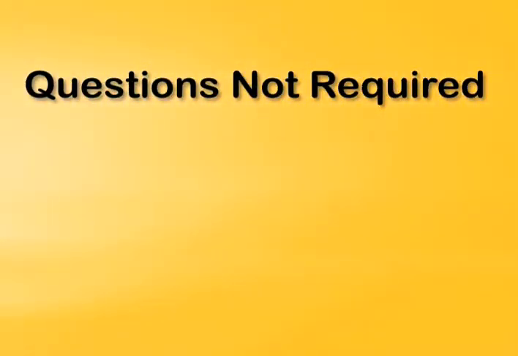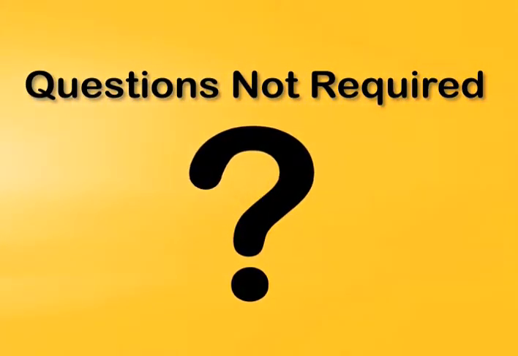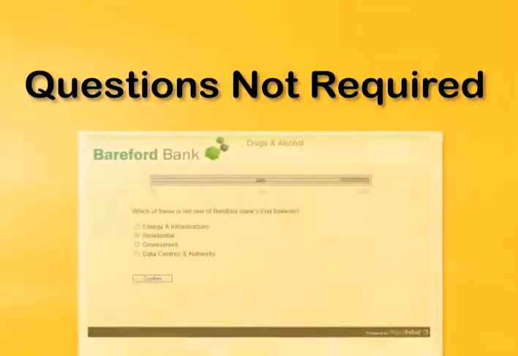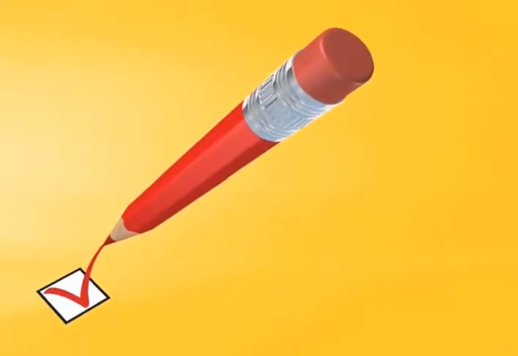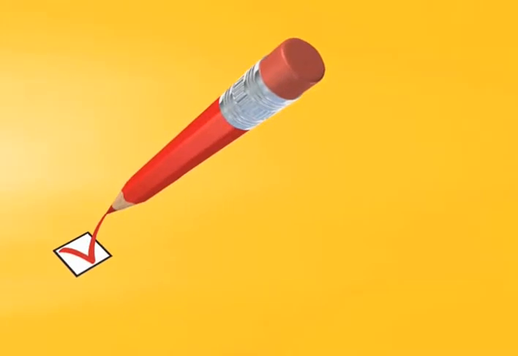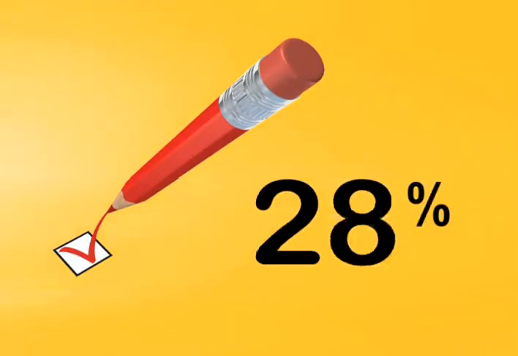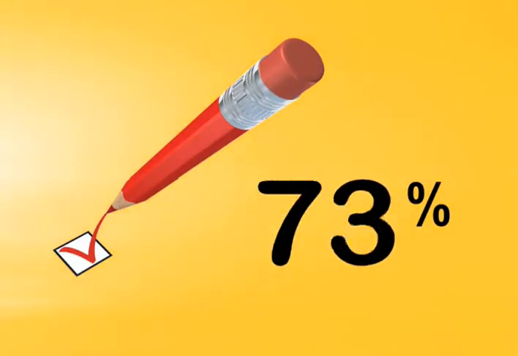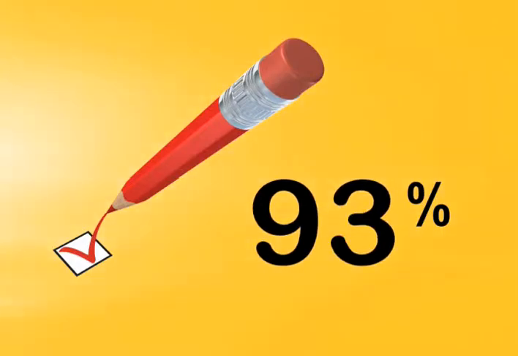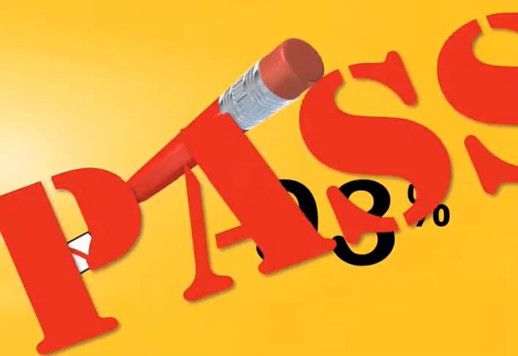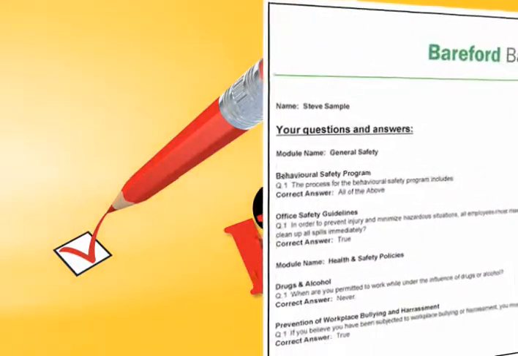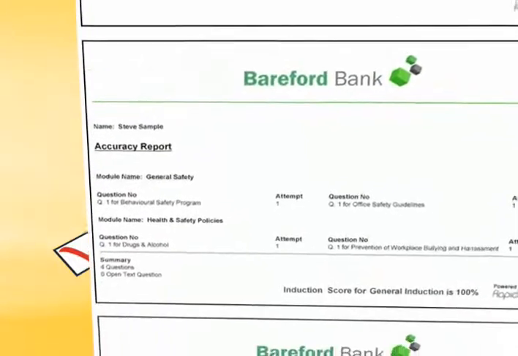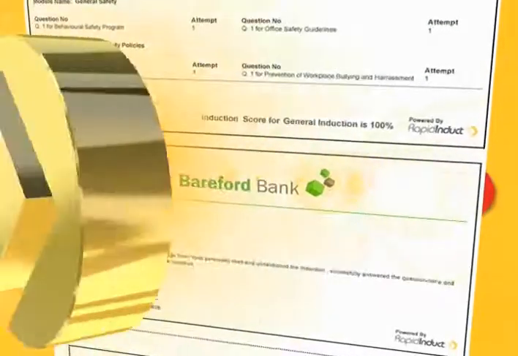Questions are not required if you choose not to have a question for that page. Simply leave it blank and the questionnaire will move on to the next page that contains a question. The number of attempts an inductee takes to answer a question is recorded by Rapid Induct, and this in turn is used to determine a score. This is a very useful tool, as you can set a minimum score that needs to be achieved before allowing them to pass. All the questions, answers and the score are displayed on the final certificate if an inductee passes.